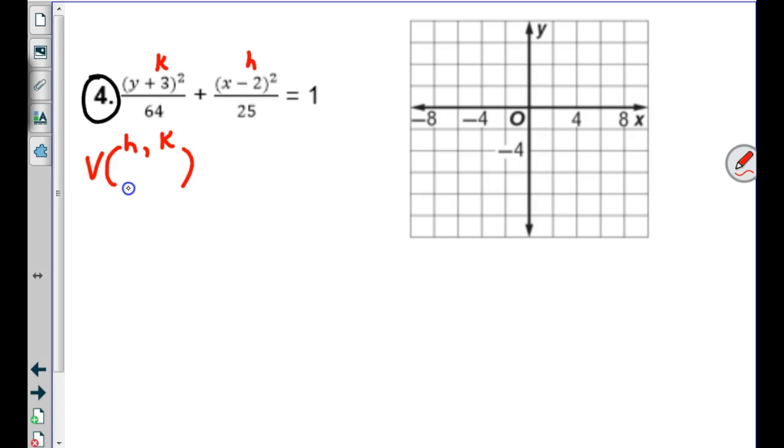Anybody get the vertex backwards? That's usually where I start messing up when they're in this order. The vertex is 2, -3, right? I thought that was the center. Oh, that is the center. Thank you. You are totally right. And the bigger number is under y.